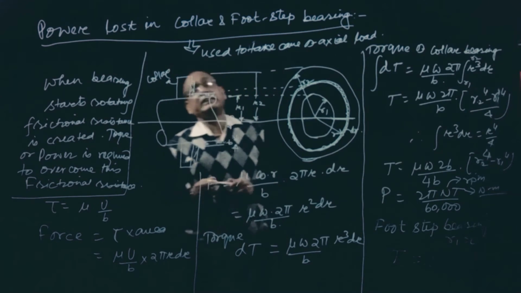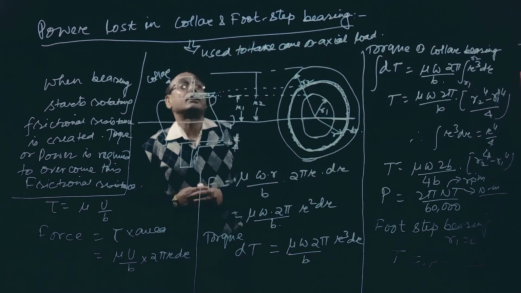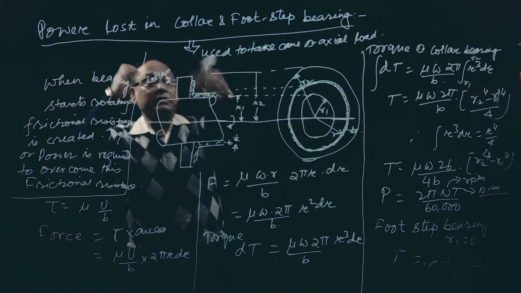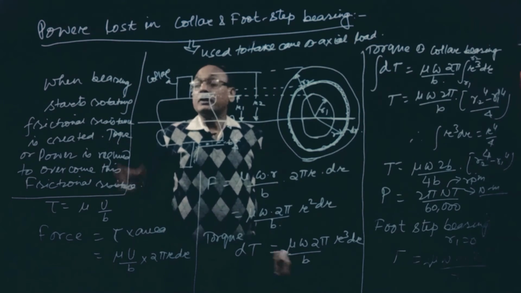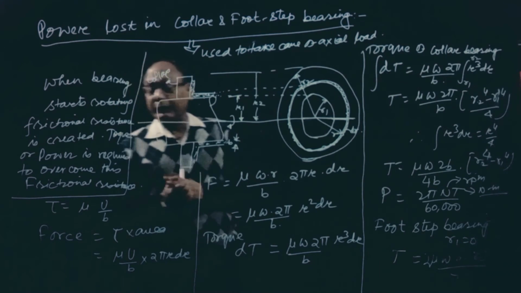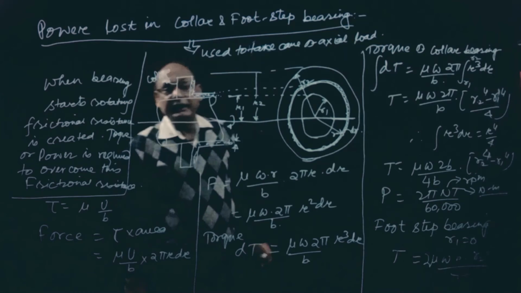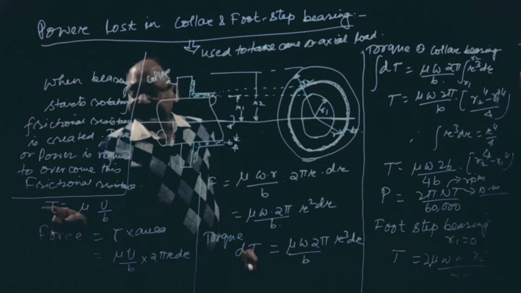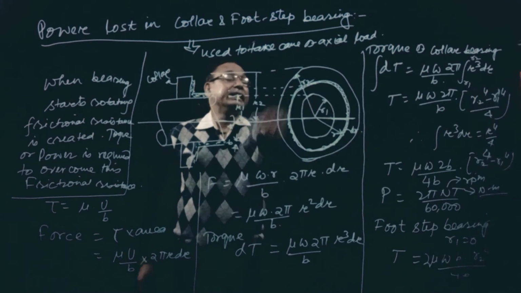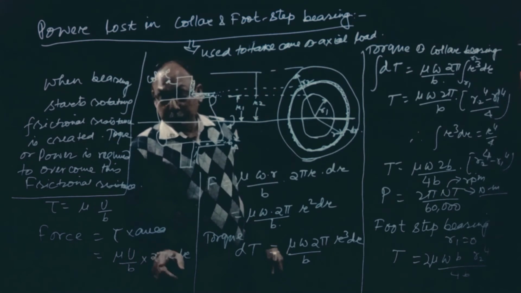In the last class we have already discussed power loss in bush bearing. Okay, so let us sum up what we have studied in this class. Power loss in collar and footstep bearing. Collar bearing is used to take care of axial load. When the shaft is rotating, the bearing starts rotating, then frictional resistance is created due to the presence of oil. So power or torque is required to overcome this frictional resistance. Now starting from tau is equal to mu u by b, that we already know from Newton's law of viscosity. So this is shear stress. So force will be shear stress into area. Area is 2 pi r, considering a thin ring of radius r and thickness delta r. Okay, so 2 pi r into delta r.